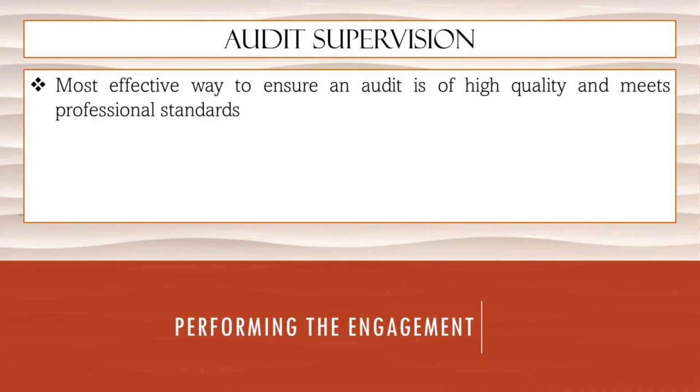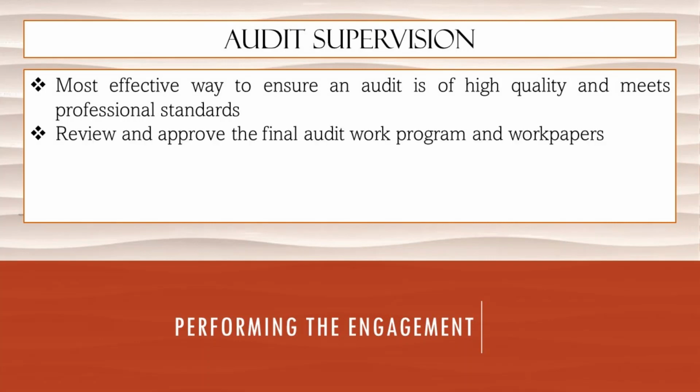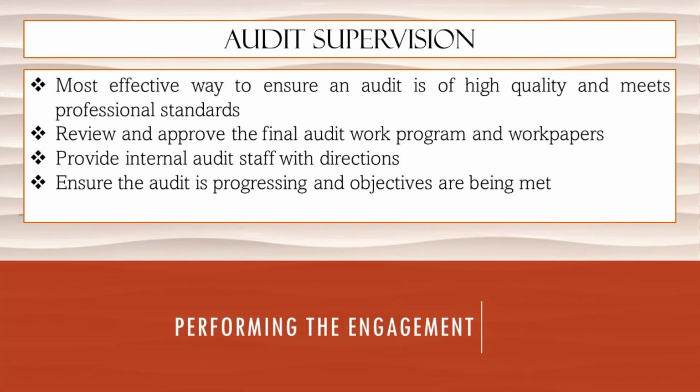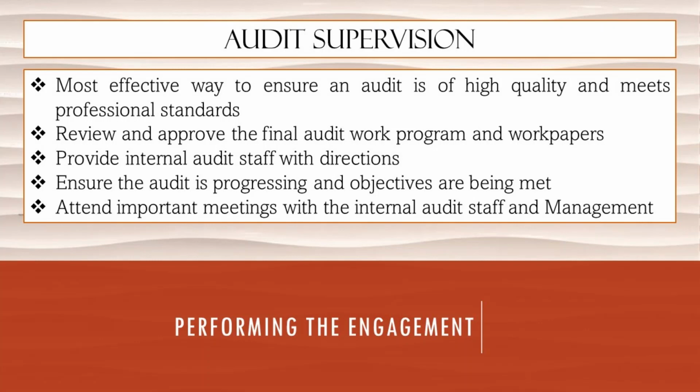The most effective way to ensure an audit is of high quality and meets professional standards is by supervising the audit activities from planning to fieldwork to reporting. Supervisors should review and approve the final audit work program, provide internal audit staff with directions, review work papers completed by staff, make sure the audit is progressing and objectives are being met, and attend important meetings with the internal audit staff and management. Now let's answer number 2 about audit supervision.